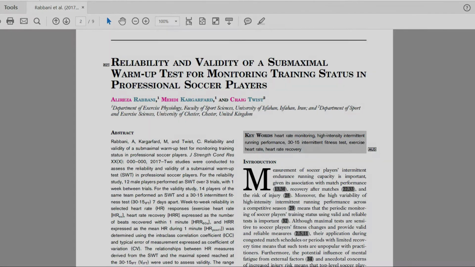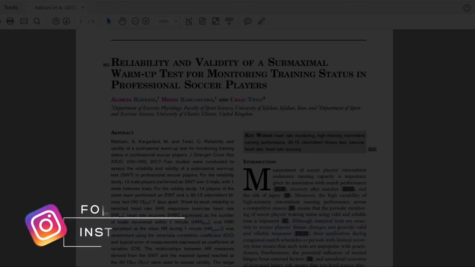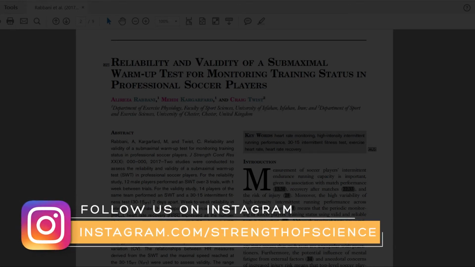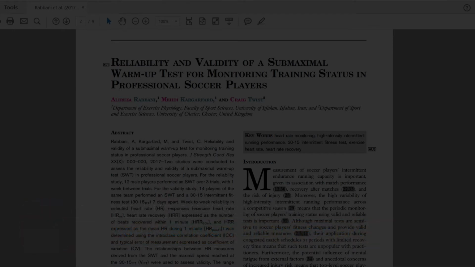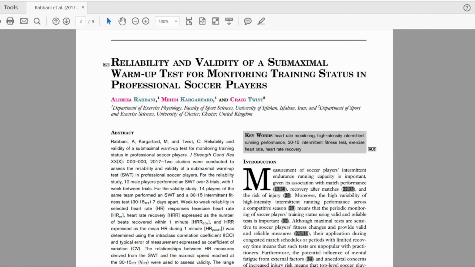Monitoring training status of soccer players in terms of the high-intensity endurance running capacity is very important, especially during the in-season phases, when the players might receive suboptimal or higher than enough training loads. For these purposes, there are different maximal tests which can be used.